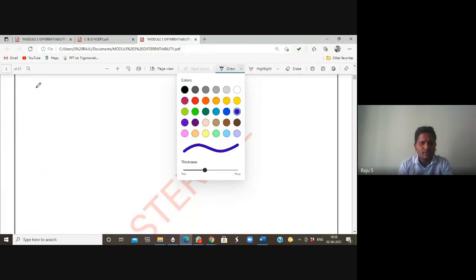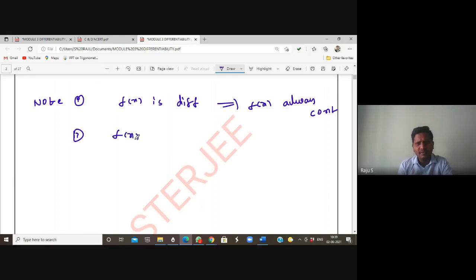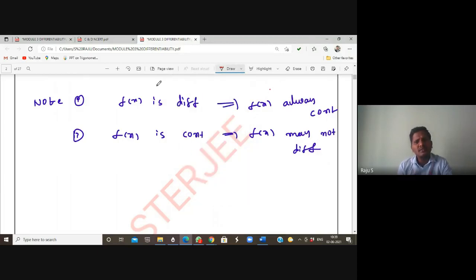Okay. For example, note 1. First note: if f of x is differentiable, then f of x is always continuous. Next, second point: if f of x is continuous, then f of x may not be differentiable. You can take any differentiable function, so it is always continuous.